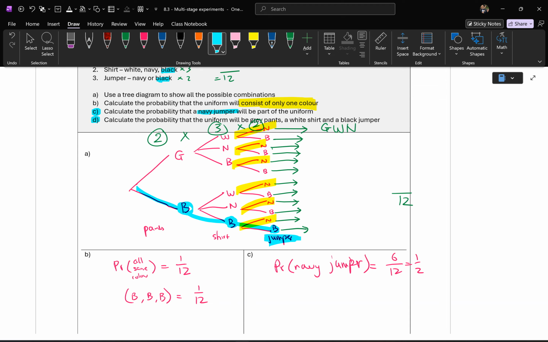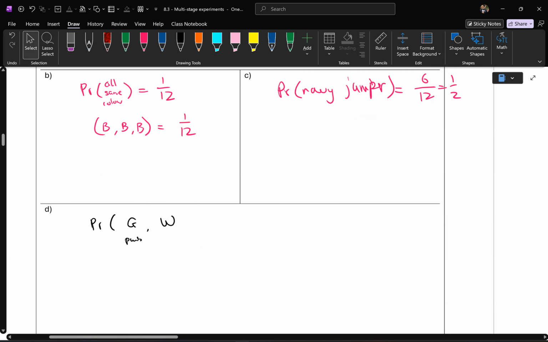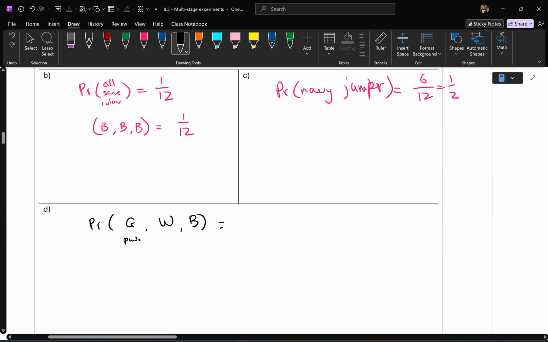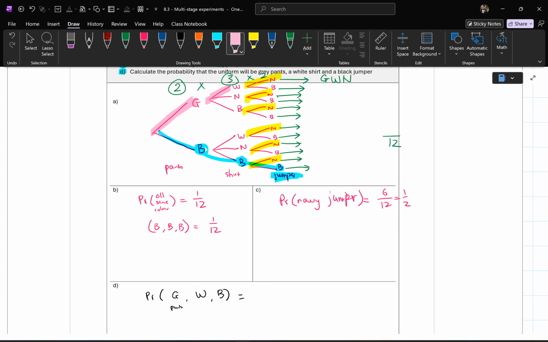And then finally, D, calculate the probability the uniform will be grey pants. So you want grey pants, a white shirt, and a black jumper. So you want the probability of grey pants, white shirt, black jumper. And I think you're right. Grey pants, white shirt, which is over here. Yeah, and there's only one. There's only one option for that to work out. So therefore, it's 1 out of 12.